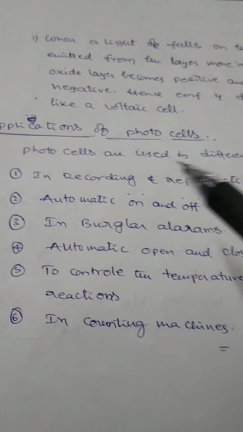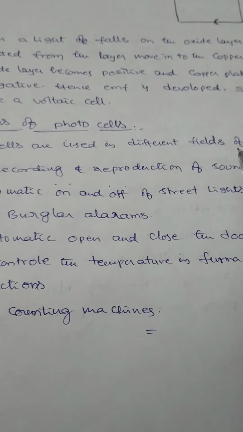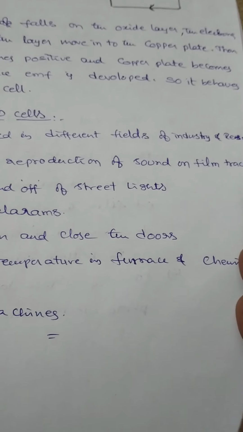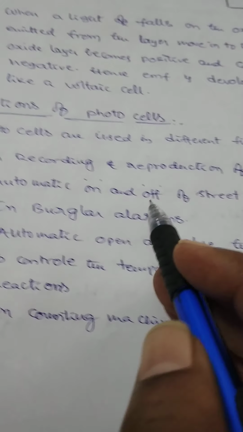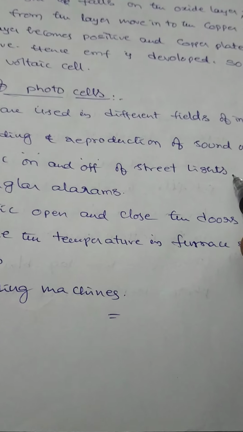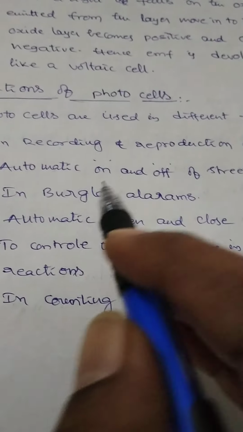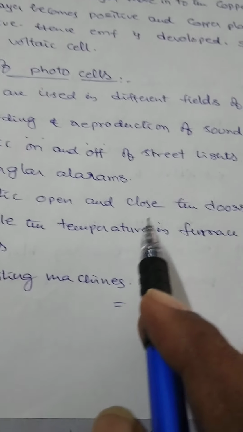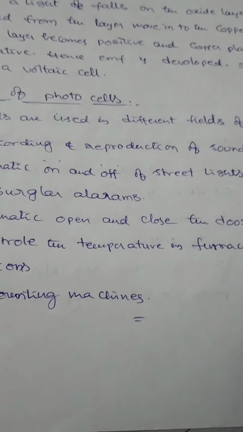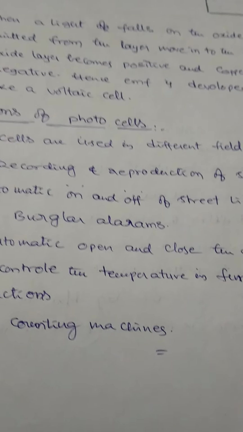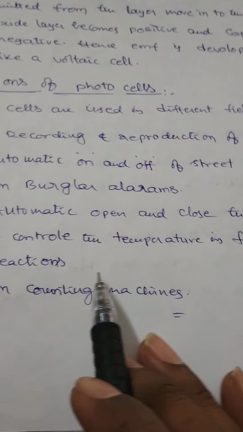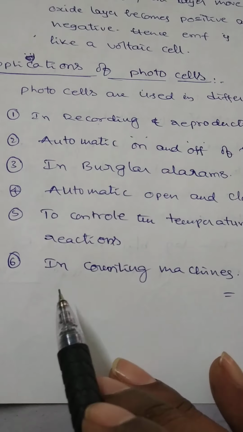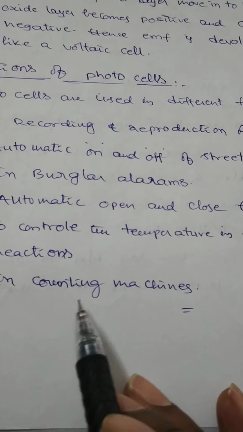General uses of the photocells are, photoelectric cells are widely used in different fields. First one, it is used in recording and reproduction of sound on film tracks. Second one, automatic on and off of the street lights. In burglar alarms and also in automatically opening and closing the doors in heavy industries or costly hotels. Next one, to control the temperatures in furnaces and chemical reactions. And last one is in counting machines also.